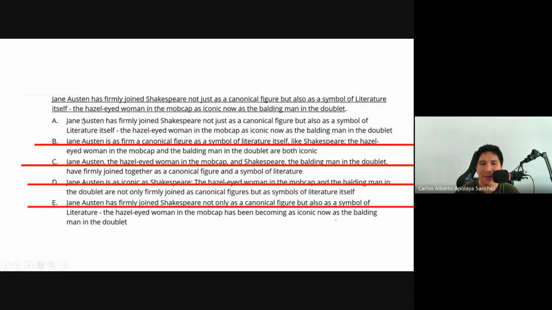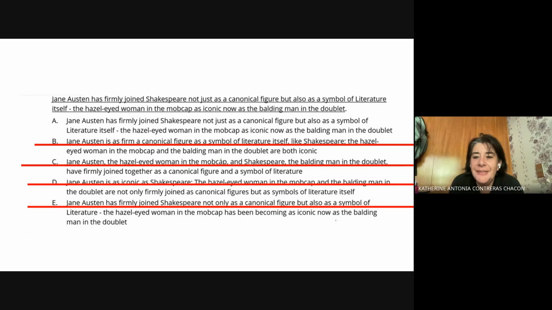So let's analyze letter A. Jane Austen has fairly joined Shakespeare, maybe recently, not just as a canonical figure but also as a symbol of literature. The hazel-eyed woman in the mob cap is as iconic now as the balding man in a doublet. Now that's perfect. It makes sense. Maybe the most difficult part here is not the grammar or analyzing the subject-verb agreement, but the words.